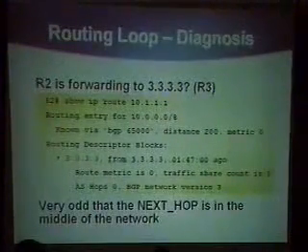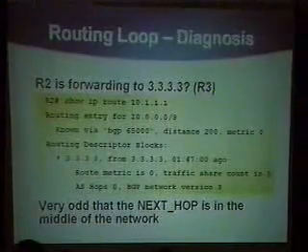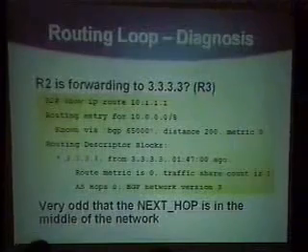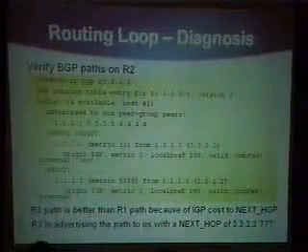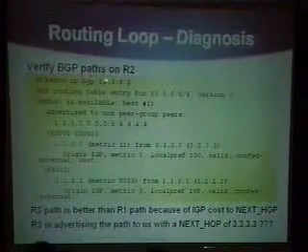Okay. It's very odd that the next hop points to the middle of the network rather than to the network edge. So we look at the BGP path on router 2, do a show IP BGP for network 10.